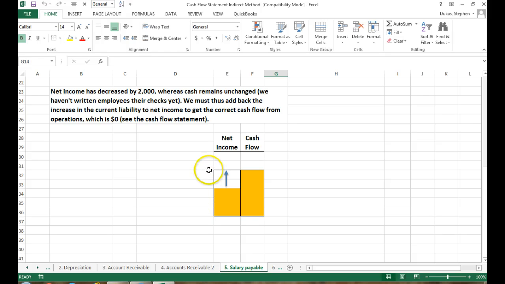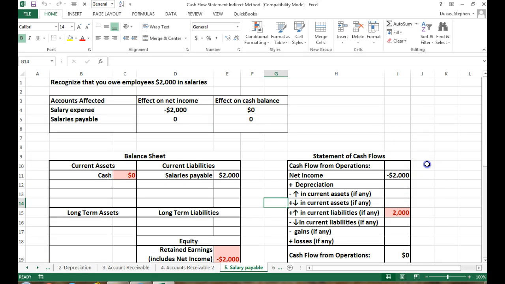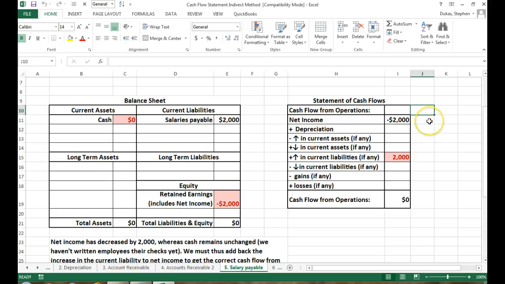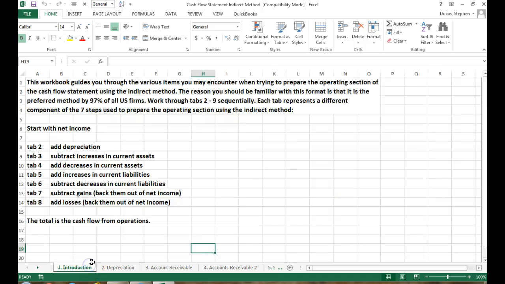So what we have to do is add the $2,000 increase in the salary payable, in this case a current liability, to make net income equal to cash flow. If you look at the statement of cash flows, we start out with a minus 2,000 net income. That's a non-cash expense. And then we add back the $2,000 in current liabilities, and that gives us our correct cash flow of 0. So if we go back to our chart, we should add increases in current liabilities to net income.